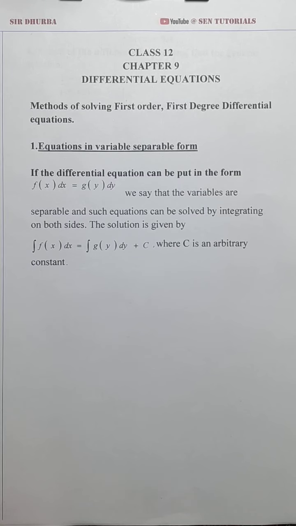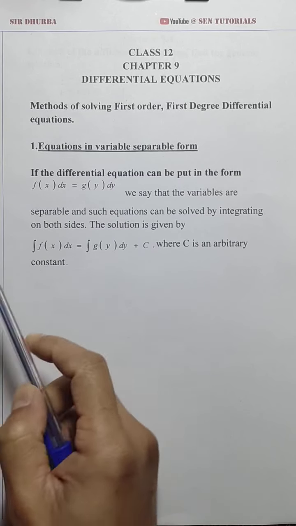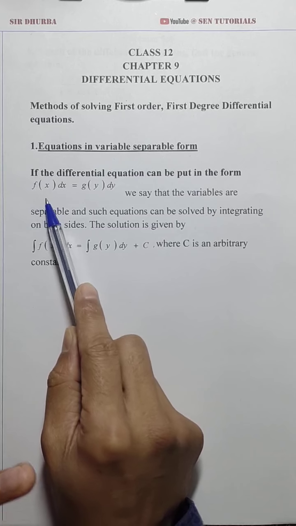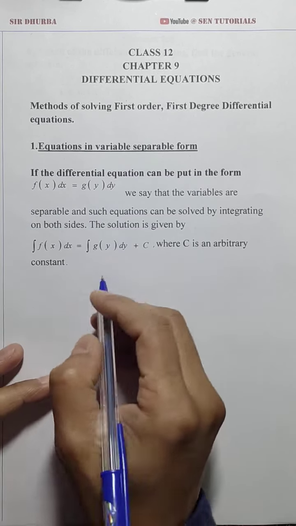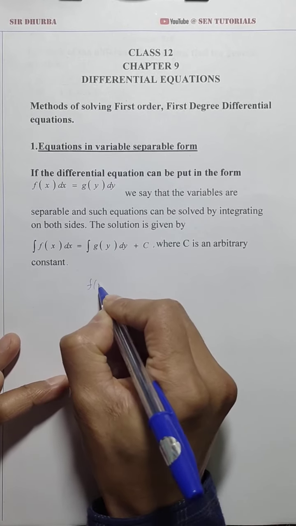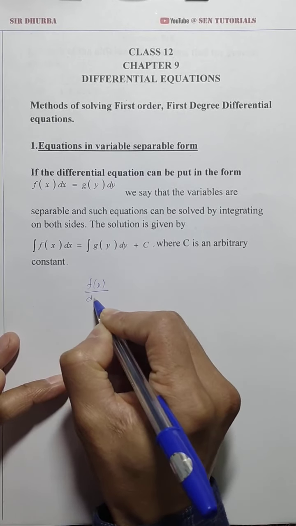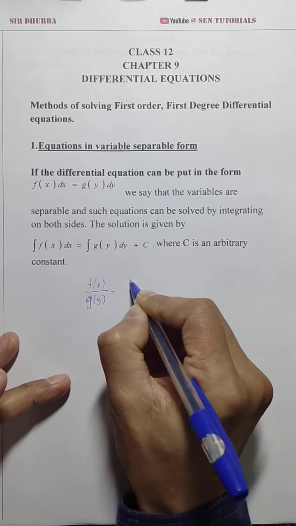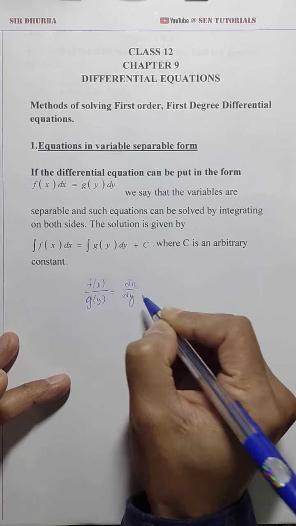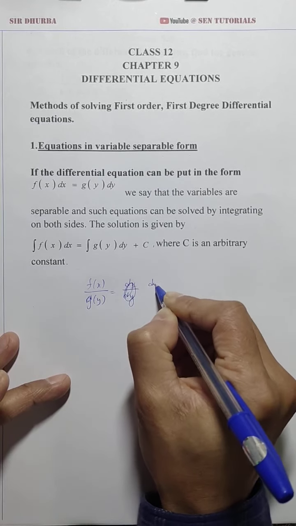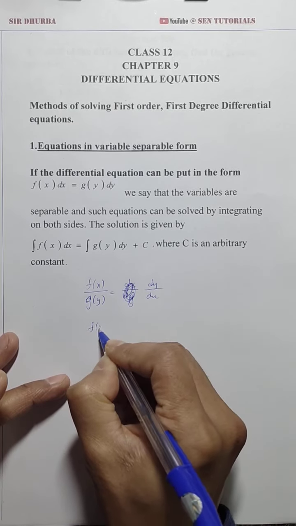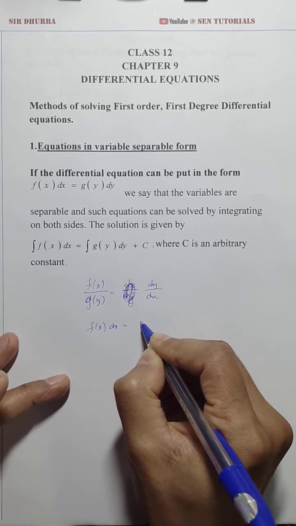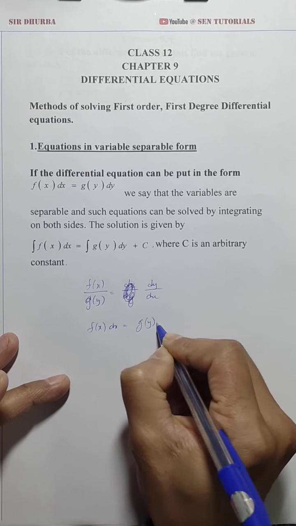Here in this method, what we will do is, if the differential equation can be put in the form of f of x dx equal to g of y dy, that is, if we have a function in the form of f of x, g of y equal to dx by dy or dy by dx, we will be separating the function with respect to the variables.